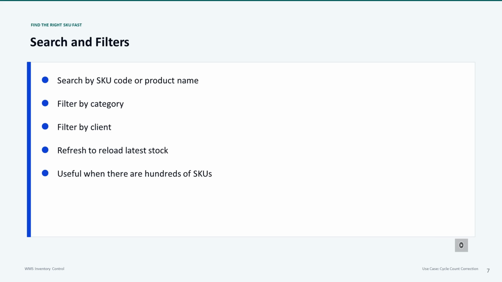Search and filters help the inventory controller find the exact SKU quickly. In a real warehouse, there may be hundreds or thousands of products, so users should search by SKU code or name and filter by category or client.